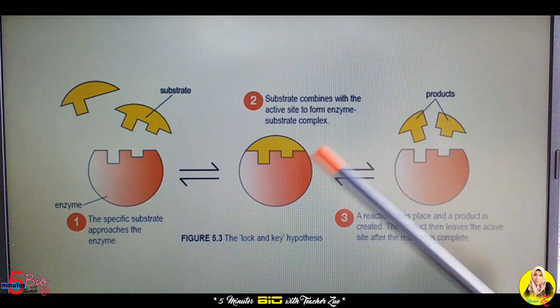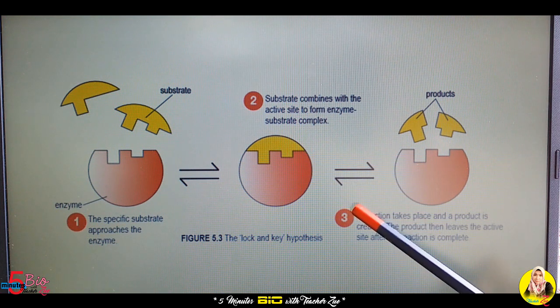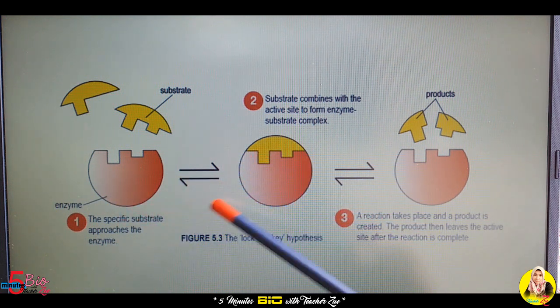Why do we have two arrows here? Because the process is reversible. Okay, reversible.